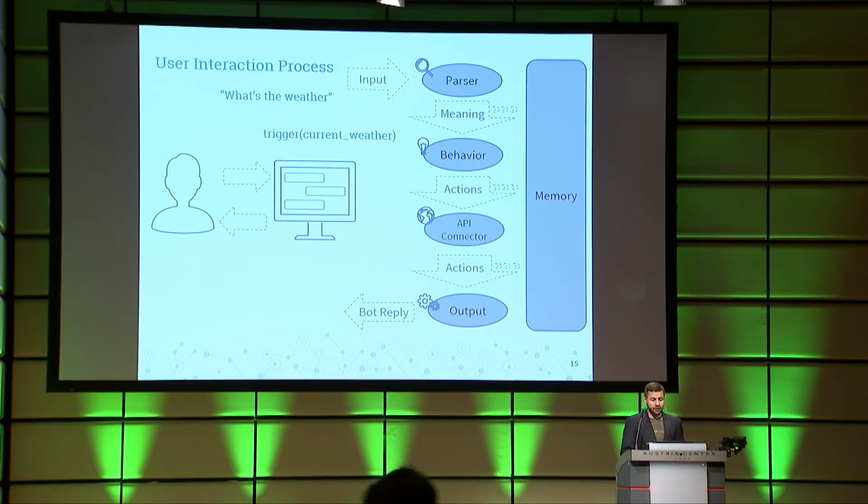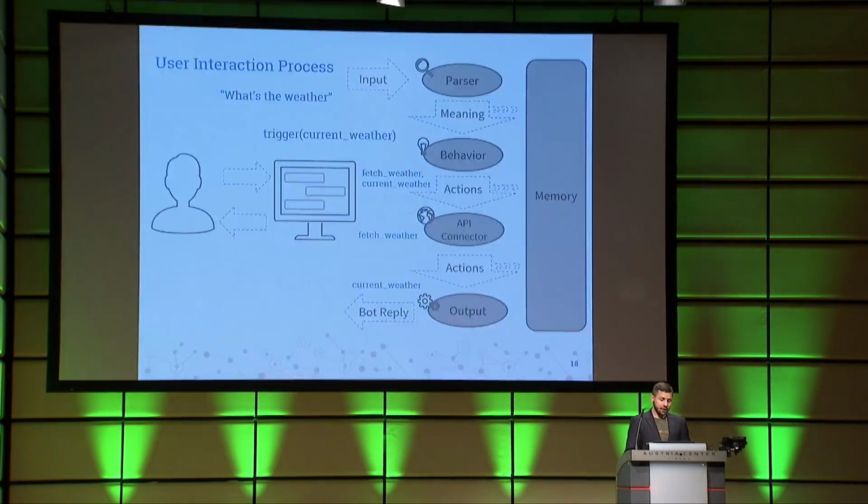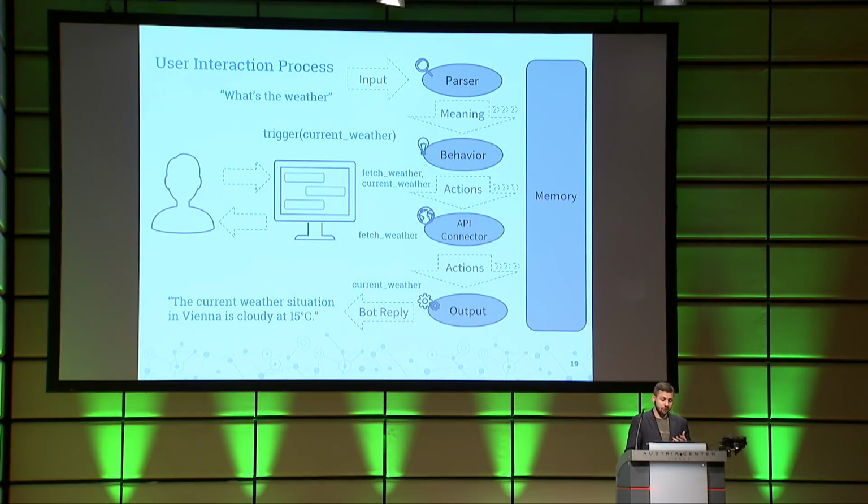So the behavior rules then would check only for this meaning. We call this meaning expressions, and would trigger actions based on the meaning. We're going to look at concrete JSON code examples in a bit, just to give you a quick overview. This behavior would trigger these two actions. The one would be fetch weather, which is actually for the API connector, so in order to know, okay, now I have to fetch the weather. And current weather is something the output is going to listen to in order to actually produce the output sentence. And in the end, we expect the answer like this.